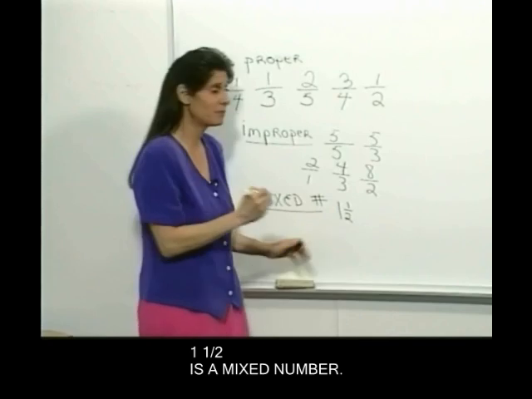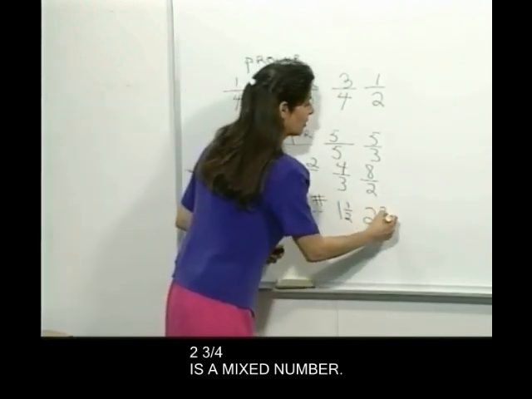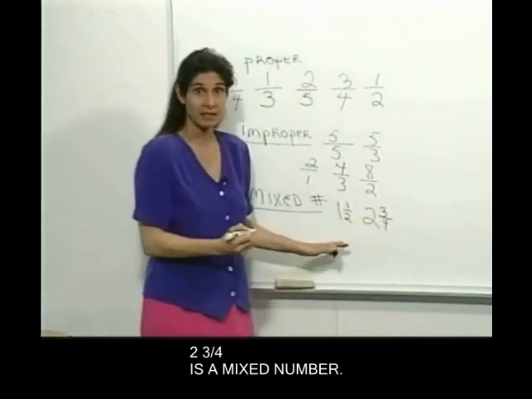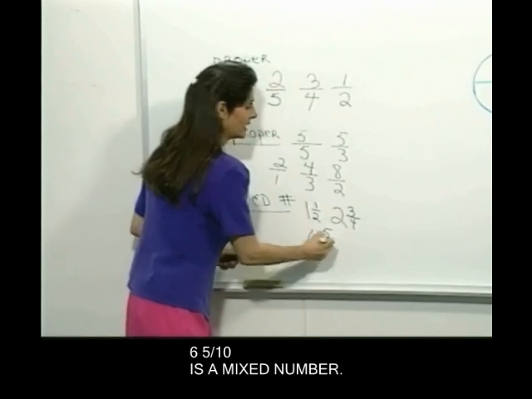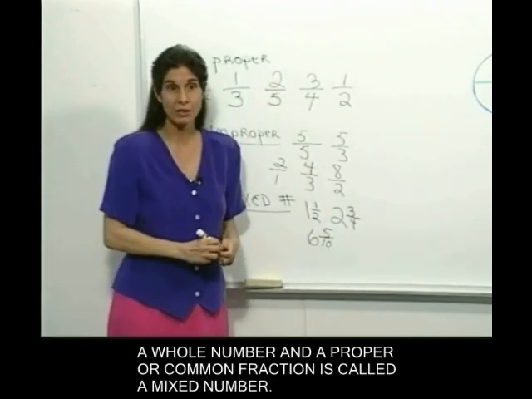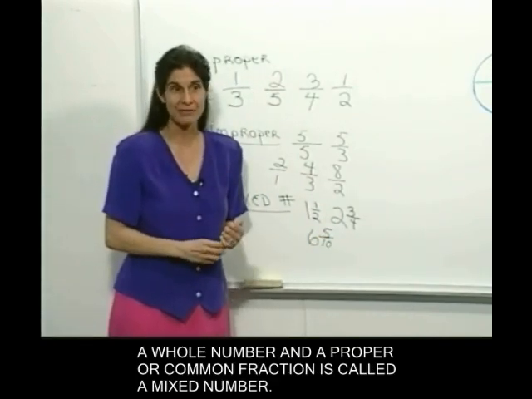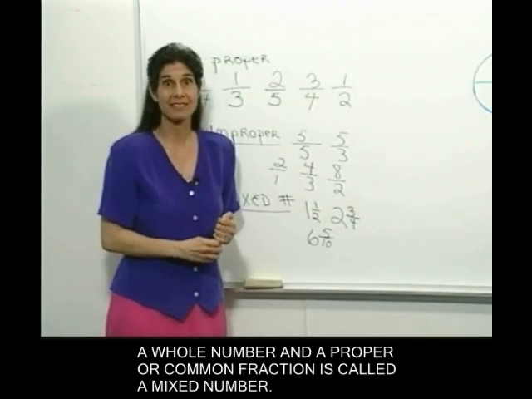1.5 is a mixed number. 2 3/4 is a mixed number. 6 5/10 is a mixed number. A whole number and a proper or common fraction is called a mixed number.